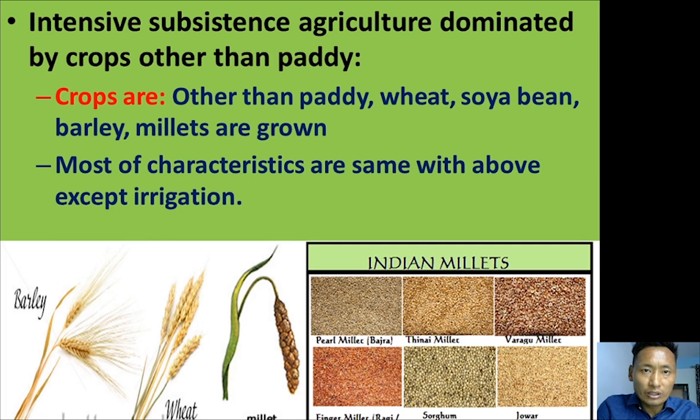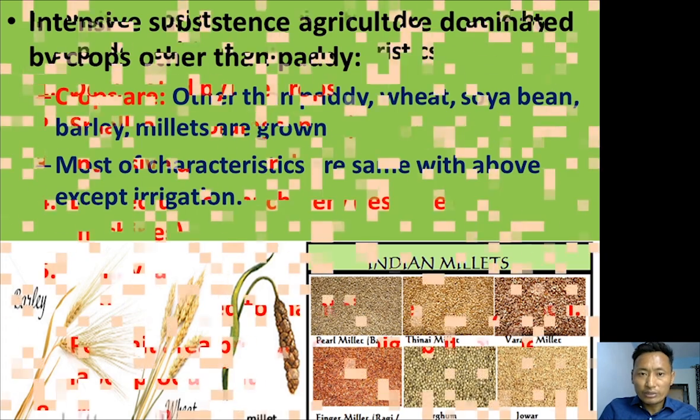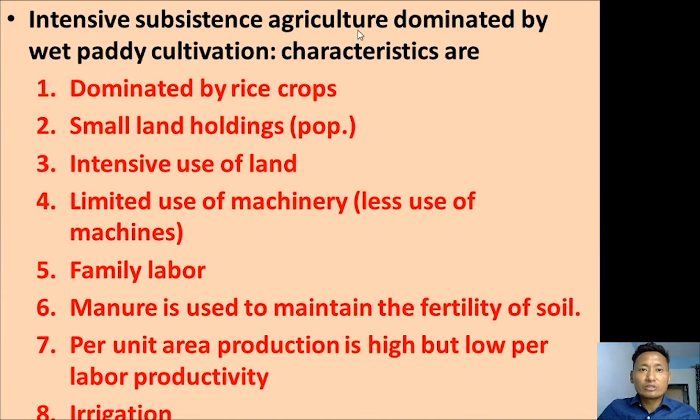In this region, intensive subsistence agriculture is dominated by crops other than wet paddy, such as wheat, soybean, barley, and millet. If you talk about its characteristics, most of them are the same as above, except that instead of being dominated by rice, it is dominated by wheat cultivation. Apart from wheat, they cultivate barley, millets, and soybean. So instead of rice, we put wheat.